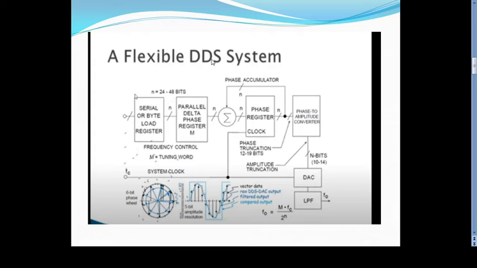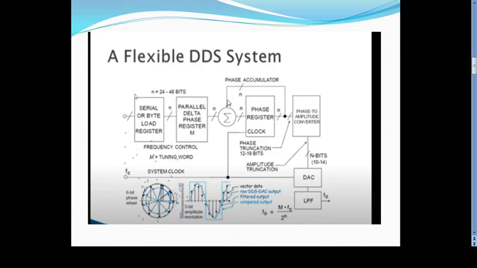Then we see the flexible DDS system here: serial or byte load register, then parallel delta phase register of M, then summation, a phase register, phase to amplitude converter, DAC and low pass filter. The input with the frequency control M tuning word is given to the serial to byte load register with memory, which is passed to the parallel delta phase register with M.